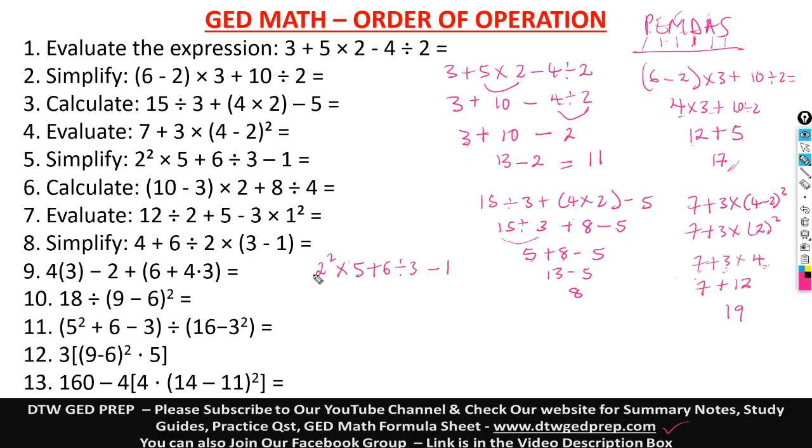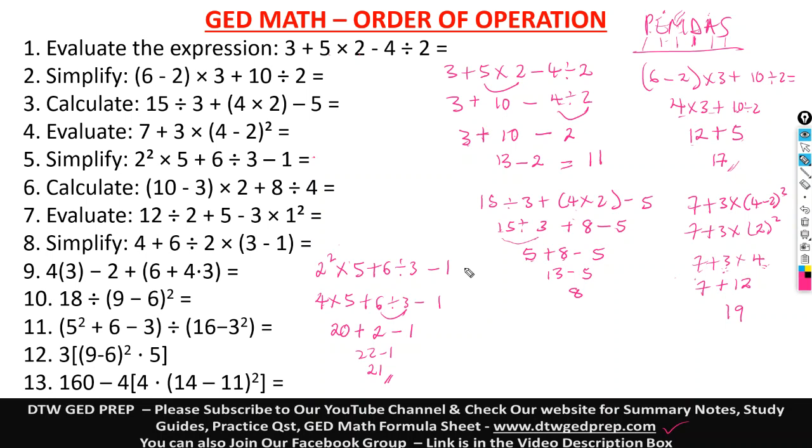All right, so there's no parenthesis, but there's an exponent, which is 2 square. Okay, exponent. So we have 4 times 5 plus 6 divided by 3 minus 1. The next we do is multiplication. That's 4 times 5, that's 20. Plus, the next we do is division. So it will be 6 divided by 3, which gives us 2, then minus 1. So that's 20 plus 2, 22. And 22 minus 1 will give us what? 21. So that's our answer for question 5.